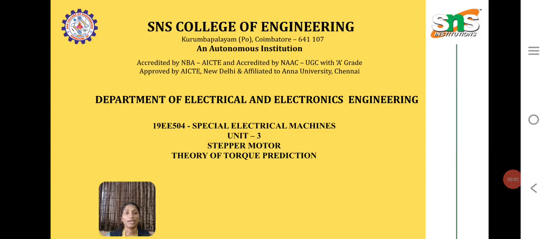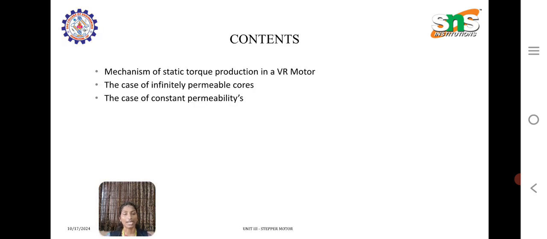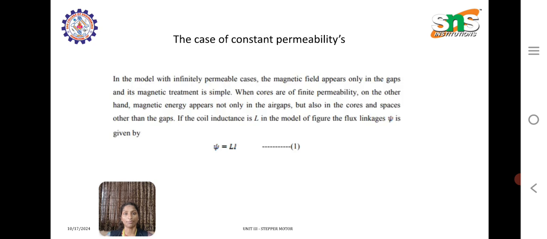Hello all. As a continuation of my lecture series in special electrical machines, we are learning the topic theory of torque prediction. In the previous video, we discussed the mechanism of static torque production in a variable reluctance motor, the case of infinitely permeable cores, and another case of constant permeability. This derivation is for constant permeability.